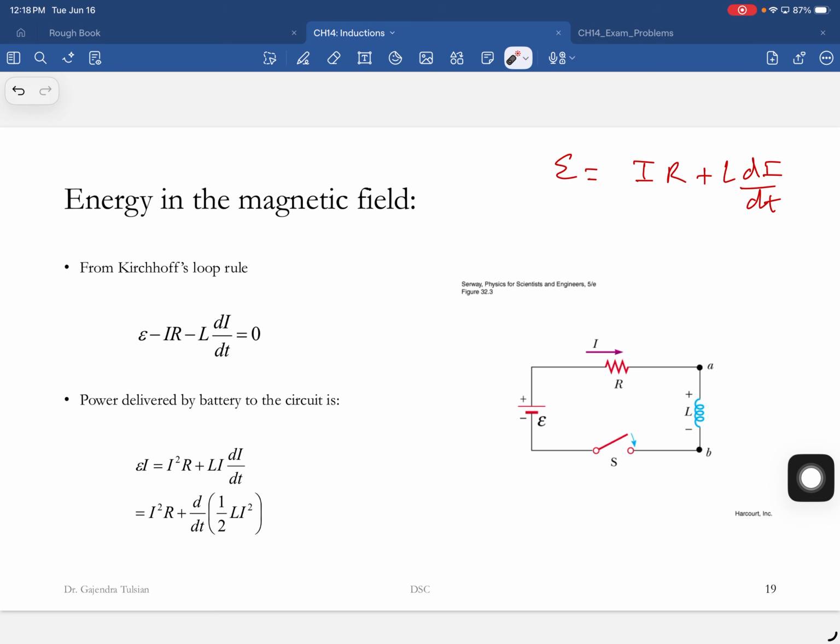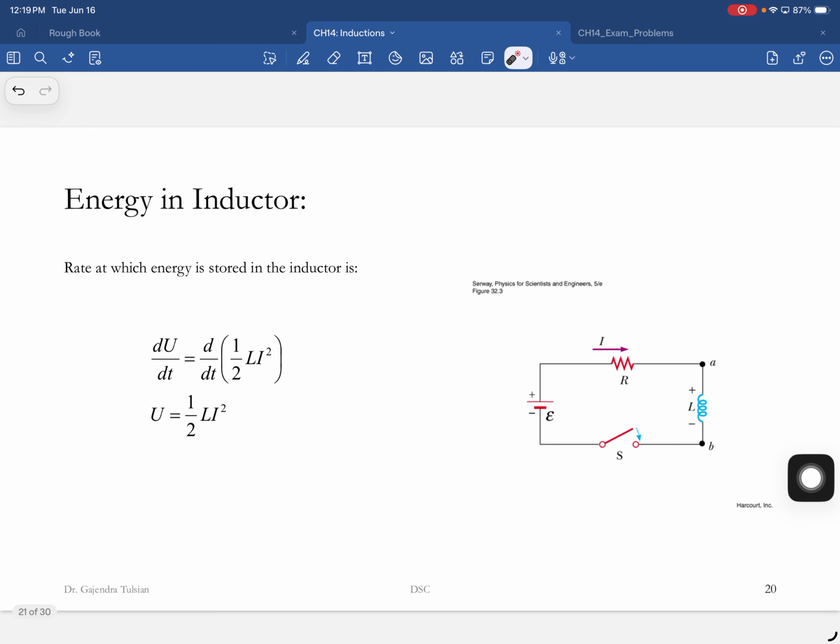Okay, so EI can be written like that. This is the power delivered by the battery. That's the energy it's delivering per second, per unit time. What is this guy? That's the energy dissipated in the resistor. And what is this guy? Okay, so if this is your rate of earning, this is your rate of spending, this is the rate at which your bank balance is increasing. This is the rate at which energy is being stored in here. Okay. So du by dt is that.